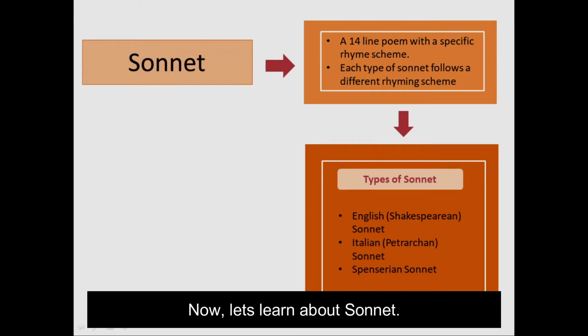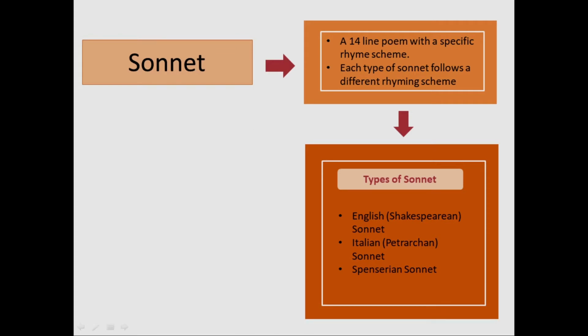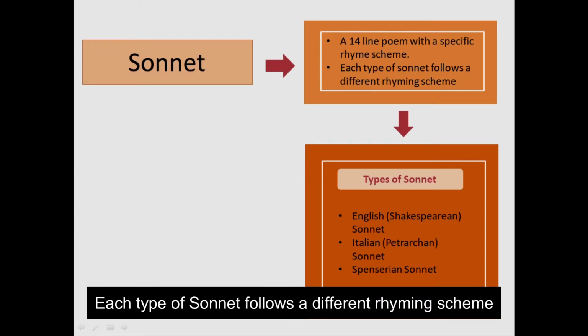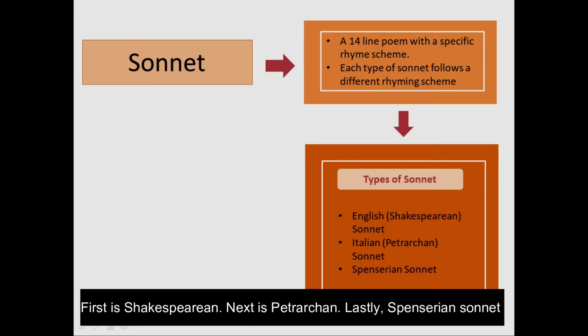Now, let's learn about sonnet. Sonnet is a 14-line poem with a specific rhyme scheme. Each type of sonnet follows a different rhyming scheme. There are 3 types of sonnet. The first one is Shakespearean, next is Petrarchan, and lastly is Spenserian sonnet.